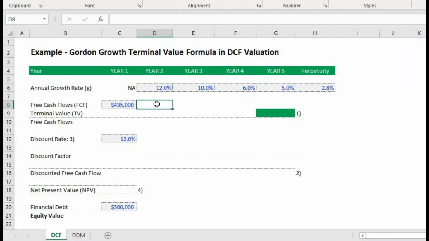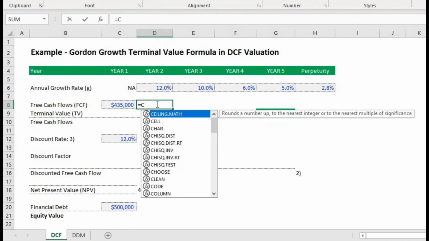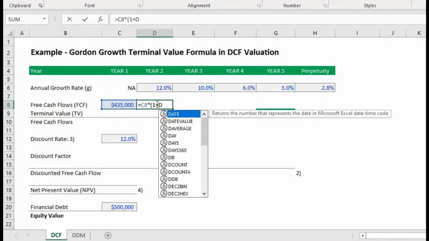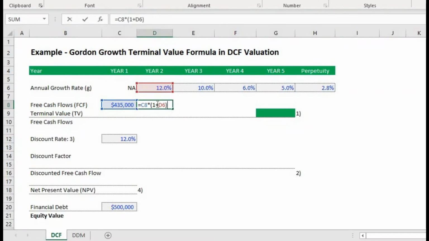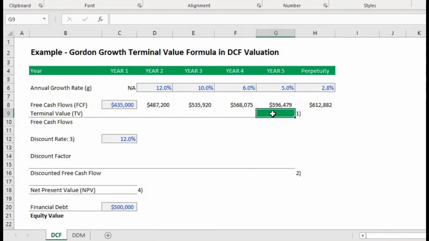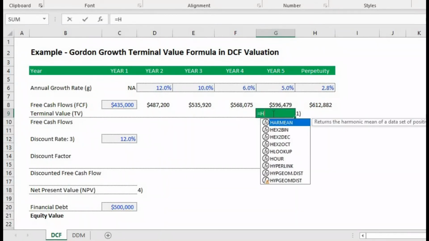To calculate the terminal value, we need to complete the first part by first calculating the free cash flows for each year. We start by inputting the formula in the formula bar, starting with an equal sign, and look for the previous year's FCF value. So, click C8, then put an asterisk or multiplication sign, open parenthesis, 1 plus B6 or the growth rate for the year. To compute the rest of the free cash flows, you can just drag it to the right to automatically get the answer for the other years.